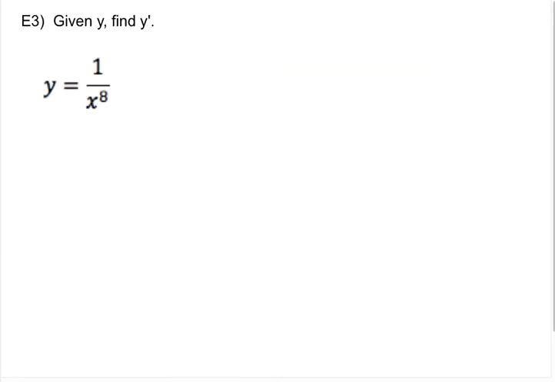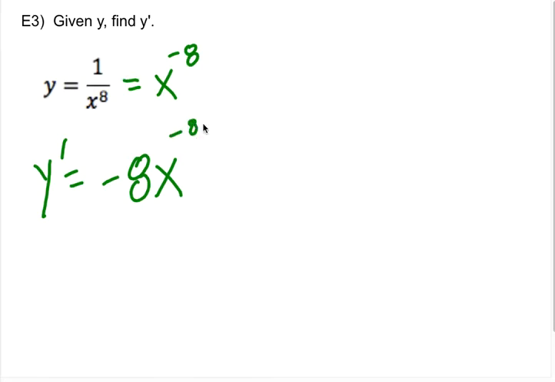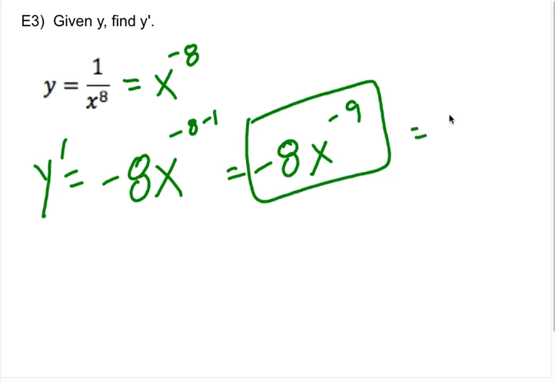All right. E3, so we're given y, let's find y prime. So the first thing we have to do is some pre-calculus. We need to realize that this is actually x to the negative 8th, which means that my y prime is going to be negative 8 x to the, and then this is negative 8 minus 1, which is going to be negative 9. So it's going to look like this. If you want to simplify it at all, you can put the x to the 9th back on the bottom.